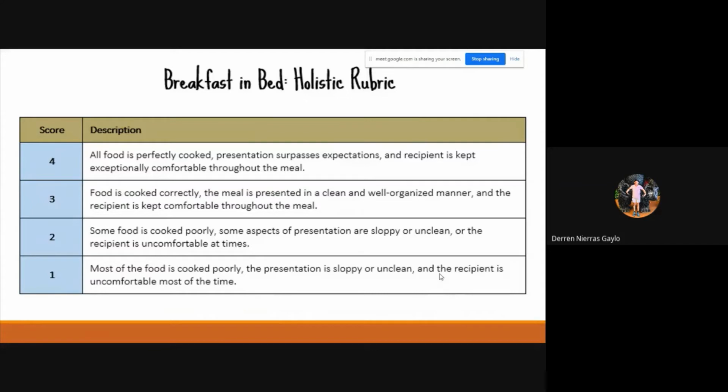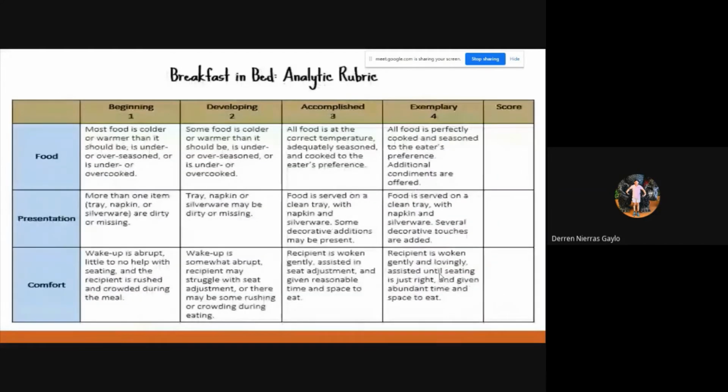And then this is an example of an analytic rubric. As you can see, the analytic rubric, the different criterion or criteria, I mean food, presentation, and comfort, are being separated from one another, which is different from the holistic rubric, wherein they are taken as one. As you can see, this is an analytic rubric.